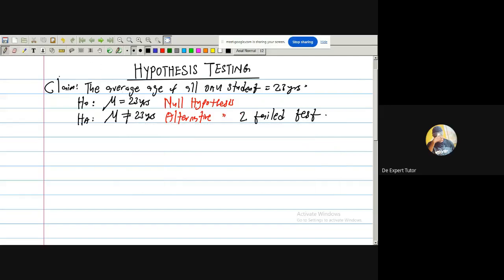Okay. Let us look at another claim. Let's look at another claim. Okay, suppose this is another claim. Suppose we want to test.